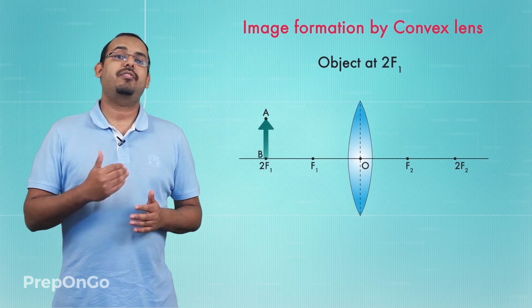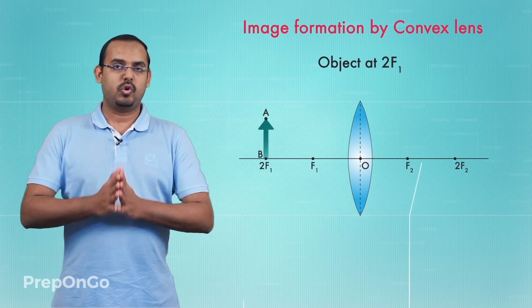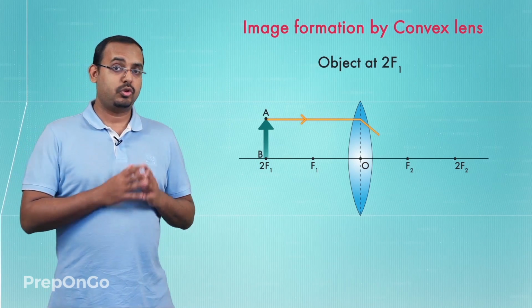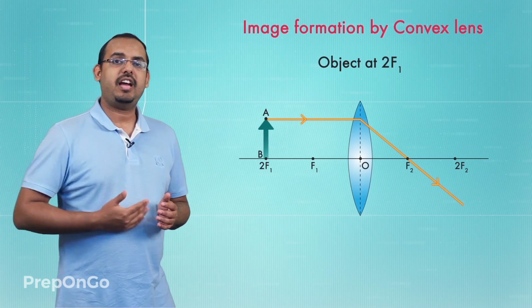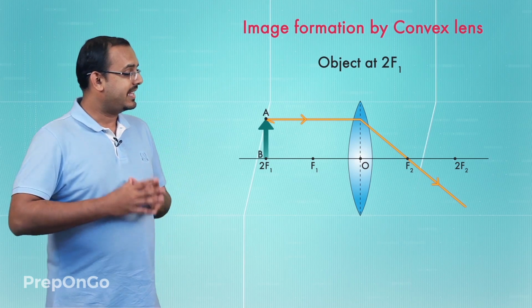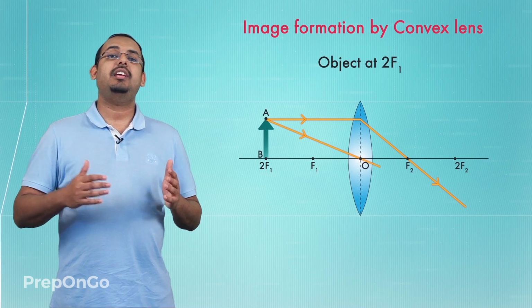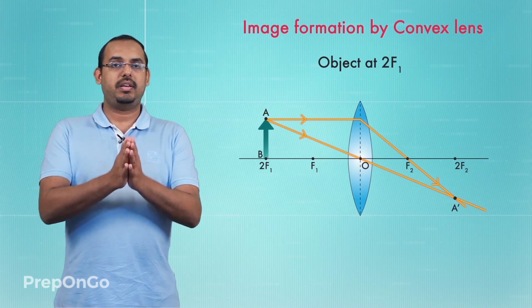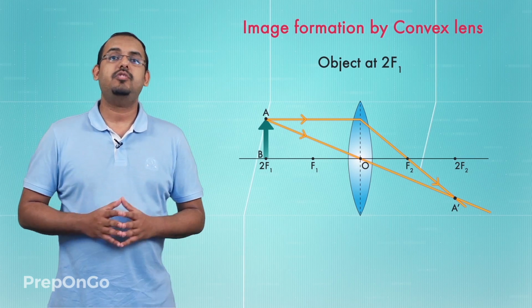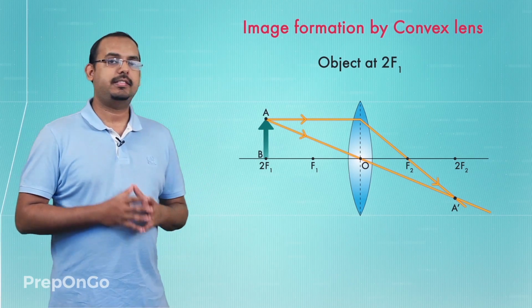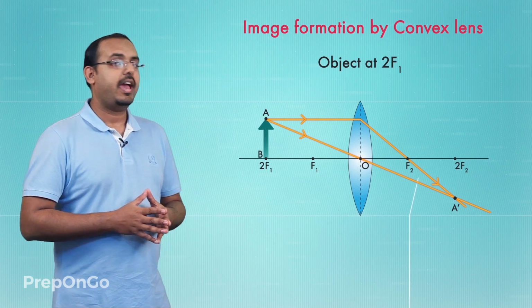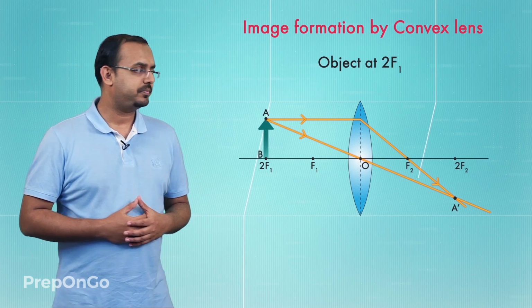Now we know that this ray, after refraction from the lens, is going to pass through the focus of the convex lens. So here we have drawn the first light ray, which is traveling parallel to the principal axis of the convex lens and after refraction passes through the focus. Now the second special ray that we'll take is a ray which is traveling towards the optical center of the convex lens. We know that this ray is going to pass through the convex lens without showing any deviation. So here we have drawn the second special light ray, and we see that it passes through the optical center of the convex lens without showing any deviation.